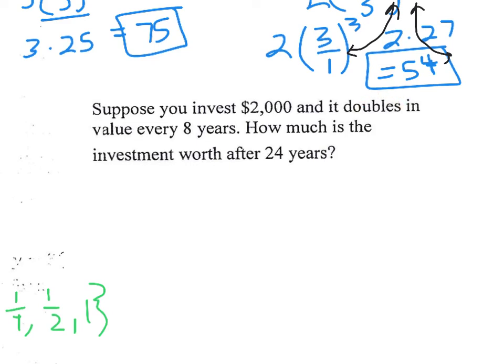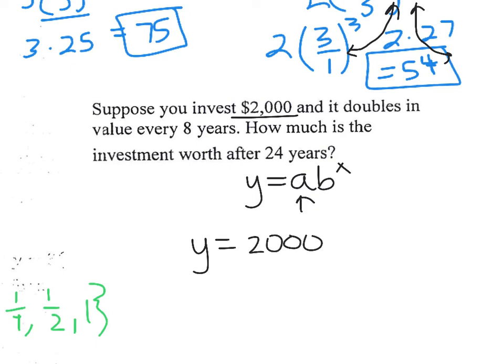So I'm going to write the general function for an exponential. So it's y equals ab to the x. a stands for your initial value. So I'm going to write y equals, my initial value is $2,000. Now b is my growth factor, so double, so it's going to be 2. And then x is going to represent the number of times it doubles. So if it doubles every 8 years and 24 years have gone by, it's going to double 3 times.